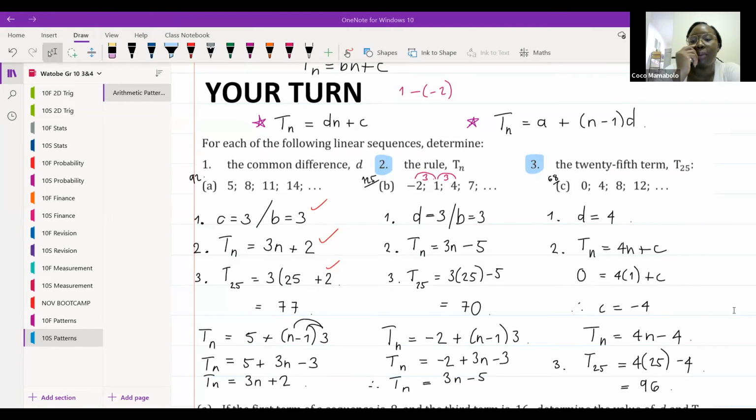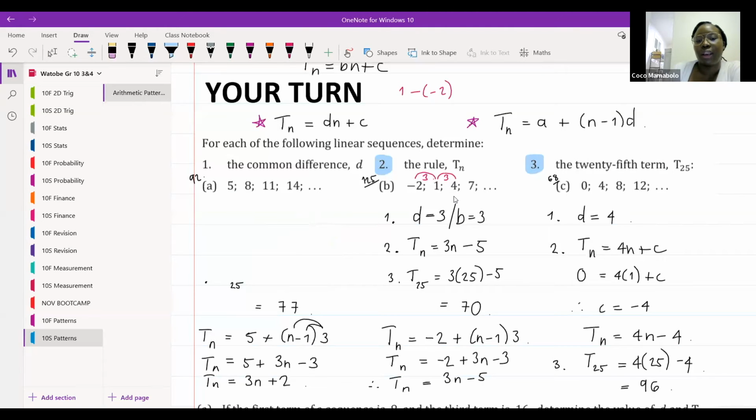Let's go through one more hurdle with these. All right, here's your next challenge. We found the general term over here. The general term was 3n plus 2.